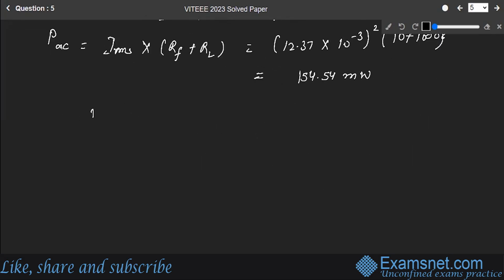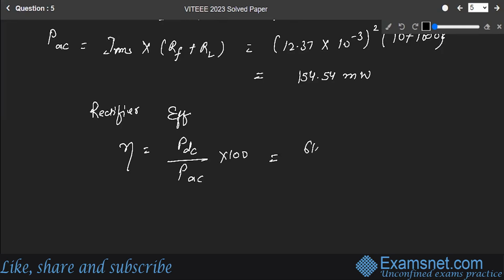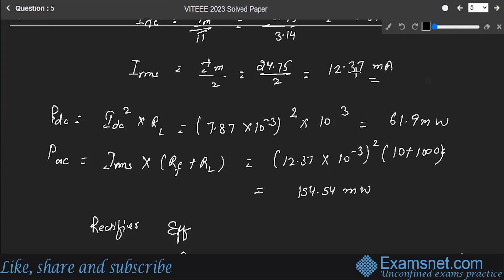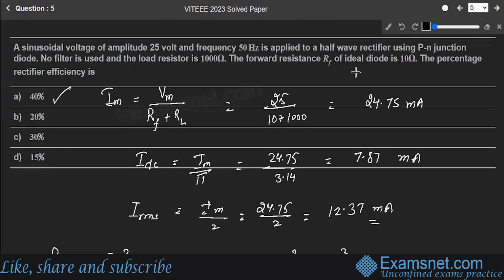So rectifier efficiency is given by PDC upon PAC into 100. We have to find the percentage. So 61.9 upon 154.54 into 100. This is equal to 40.05%. So let's check with the options. 40.05, this is option A. This is the right answer to the question. Did you understand that? Hope you understand that. Let's move to the next question now.